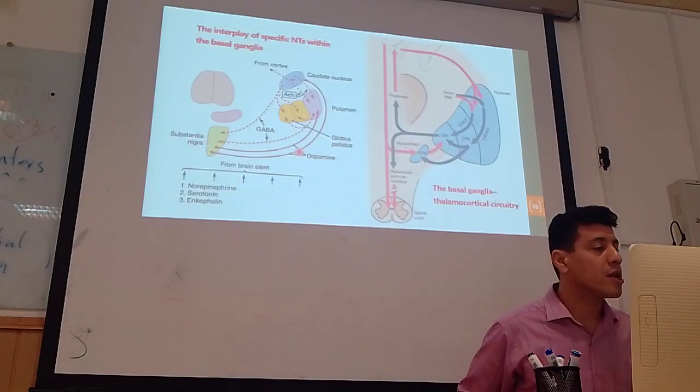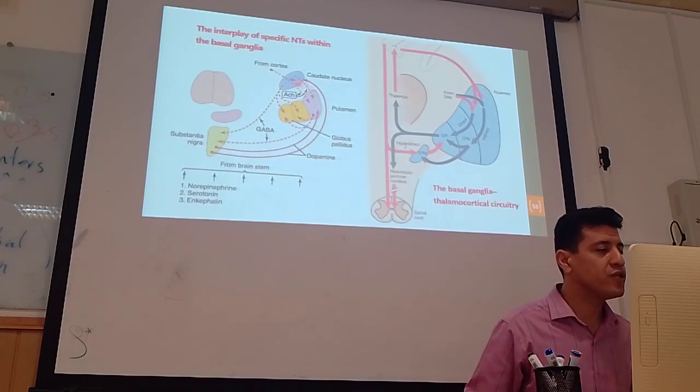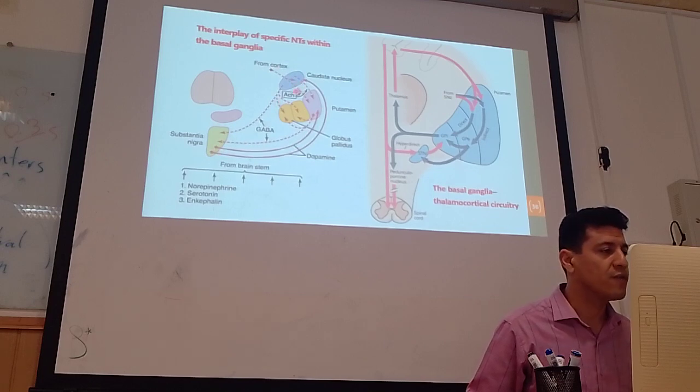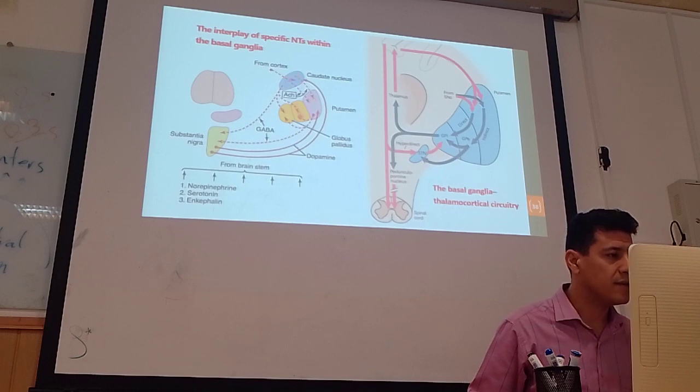So, in this image you can see that these nuclei are interconnected. For example, the caudate nucleus releases GABA onto the putamen and the globus pallidus, both external and internal. They also release GABA in the substantia nigra. Internal and external globus pallidus release GABA also. The substantia nigra releases dopamine in the putamen and caudate. So you know this.